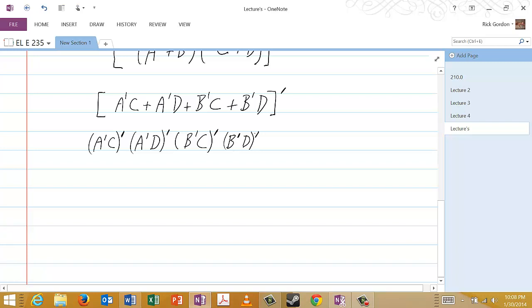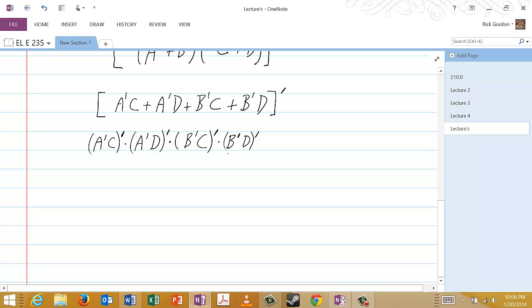And once again now, notice that this says that the complement of a sum, here we see that this is just a sum because these terms are connected by plus signs. So this is the complement of a sum is equal to the product, because these, if you wish, we could put dots in between these. This is the product of the complements of the individual terms. So A prime C complement, A prime D complement, B prime C complement, and B prime D complement.